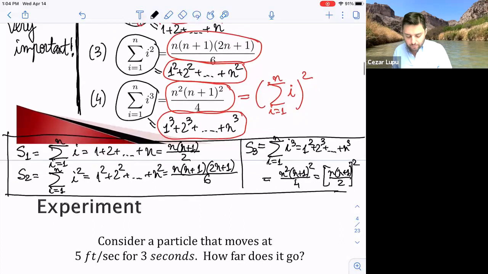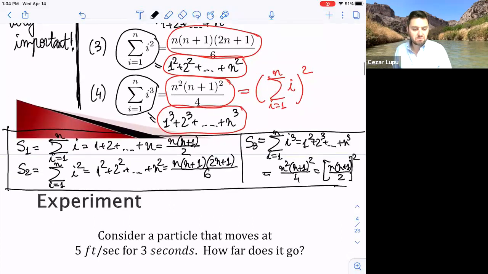Let me ask you this innocent question. So let's start with the following experiment. Consider a particle that moves at 5 feet per second for 3 seconds. How far does it go?